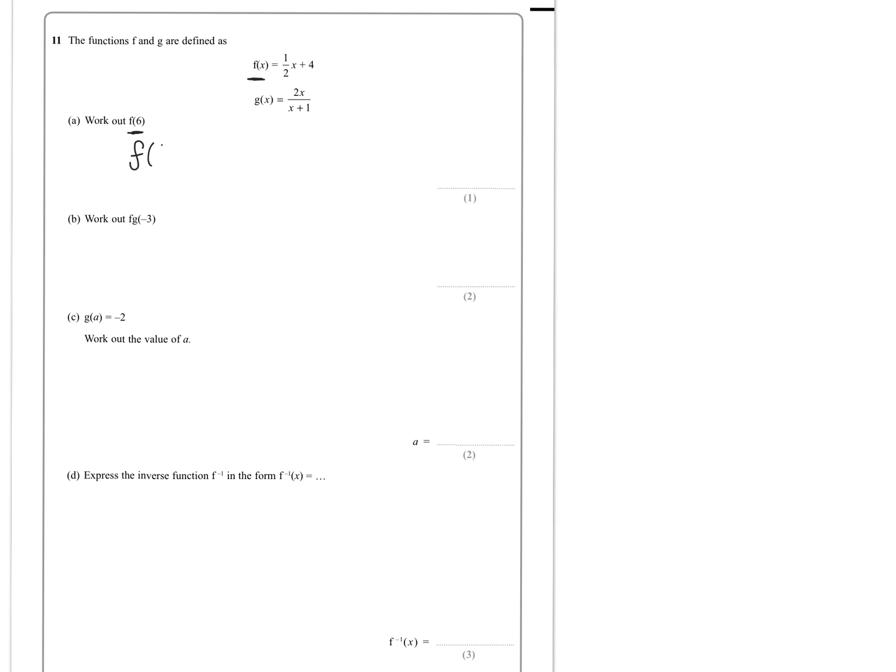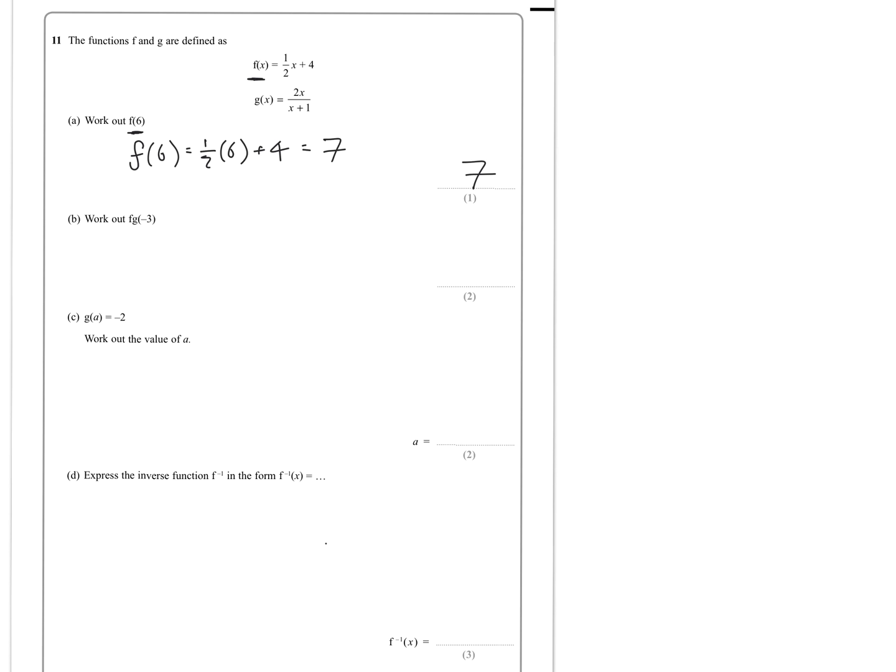So f of 6 equals a half of 6, let's put it in brackets just in case it was negative, plus 4. So half of 6 is 3, plus 4 is going to give me 7. So there's my answer.